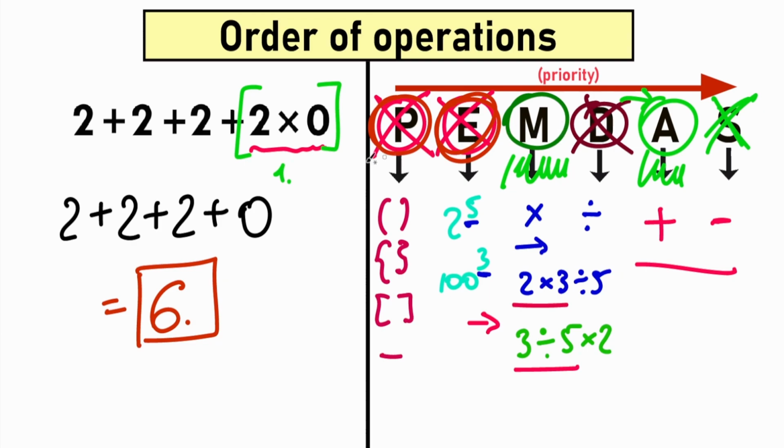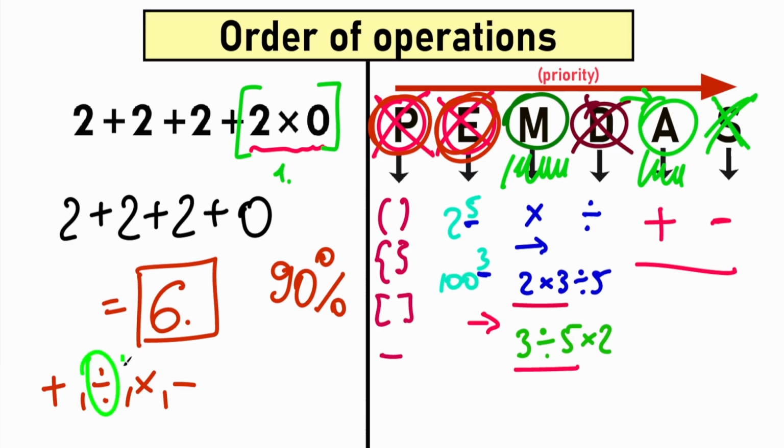But to be honest, in 90% of cases we have this mixture: addition, division, multiplication, subtraction. And here is the main advice, because you can easily see it right here. Multiplication and division have higher priority than addition and subtraction. So whenever you have a mixture, you need to do division and multiplication first, in strict order from left to right. And then after that, you need to do addition and subtraction.